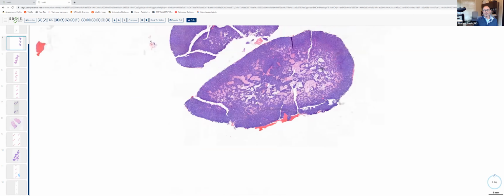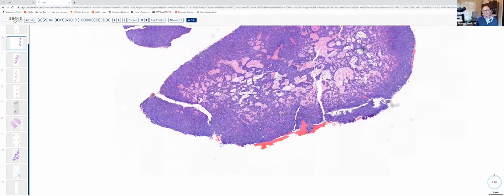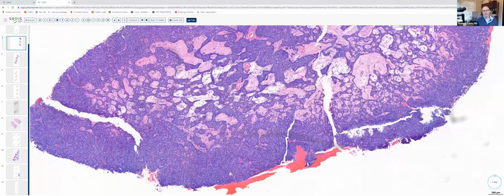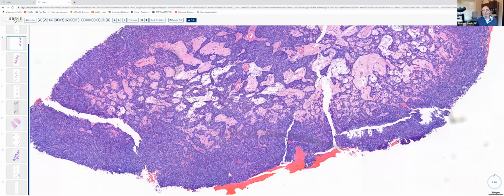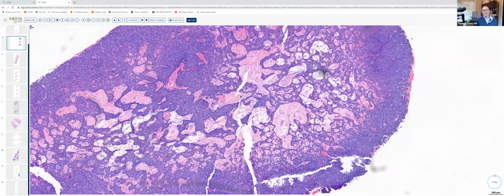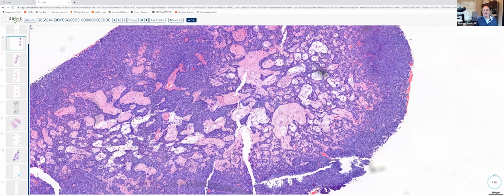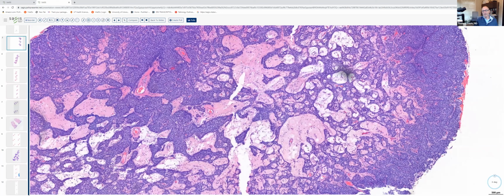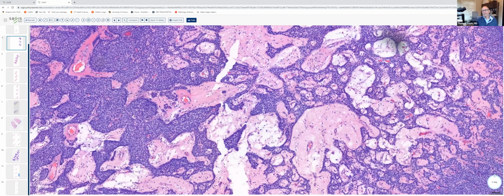If we move to higher power, we can see that we're dealing with an epithelial rather than a mesenchymal tumor. We've got interconnected cords and strands. We have somewhat of a cribriform pattern here. And these are associated with a very loose, somewhat edematous and vascular stroma, a lot of vessels here.